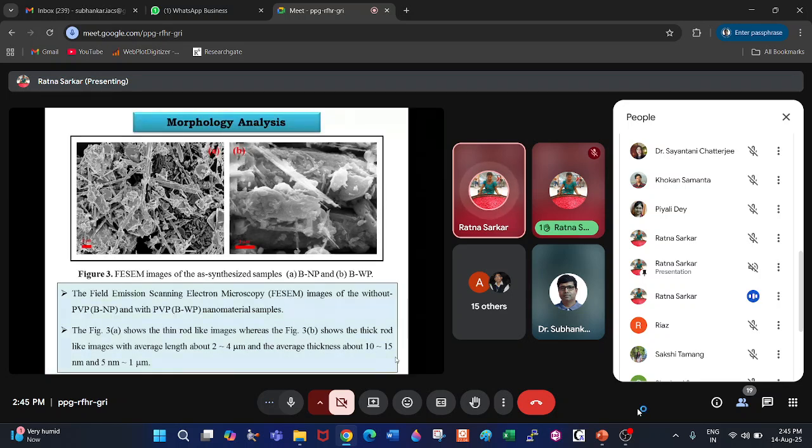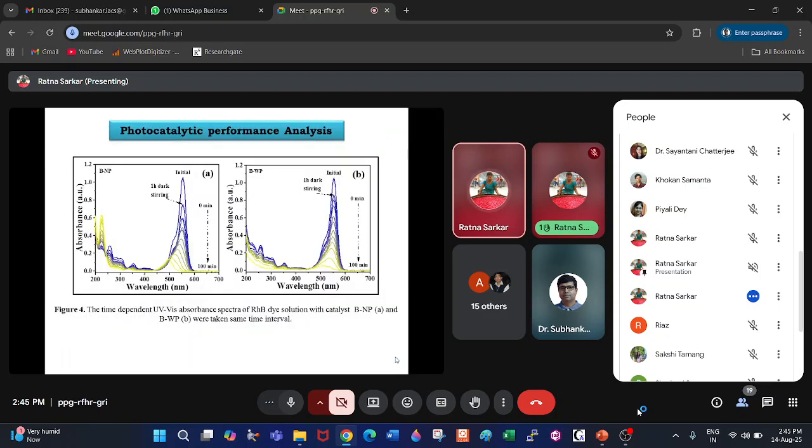Now come to the morphological analysis. The first figure is the no PVP sample, and the second figure is the with PVP sample. All materials are nanomaterials. Now come to the catalytic activity results. The first figure is the absorbance spectra for the no PVP material, and the second one is with the PVP material.